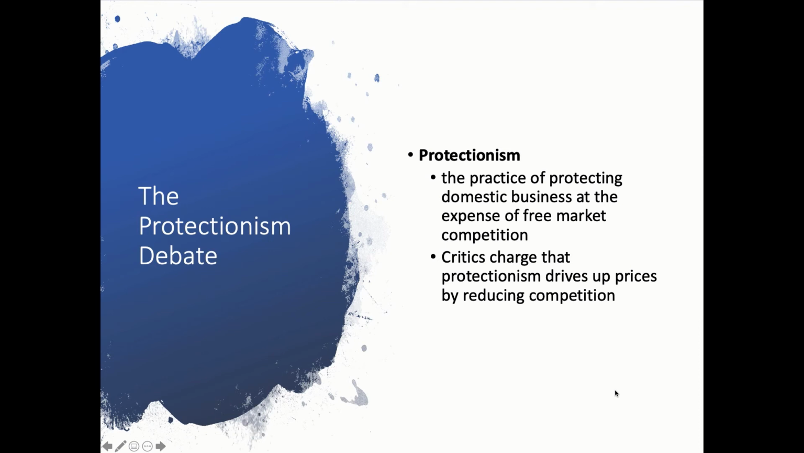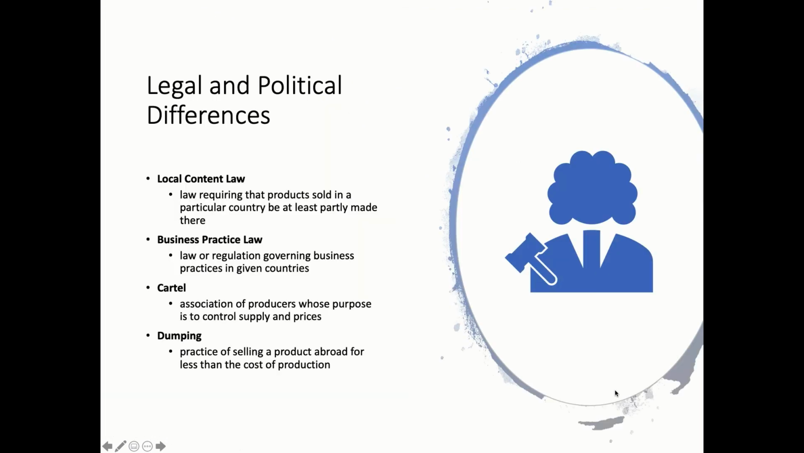In other words, the primary charge against protectionism suggests that protectionist policies, when a government protects domestic businesses, end up harming the consumer. Now, there are other forms of trade barriers. These are not so much economic as legal, as you can see from the top of the slide there.